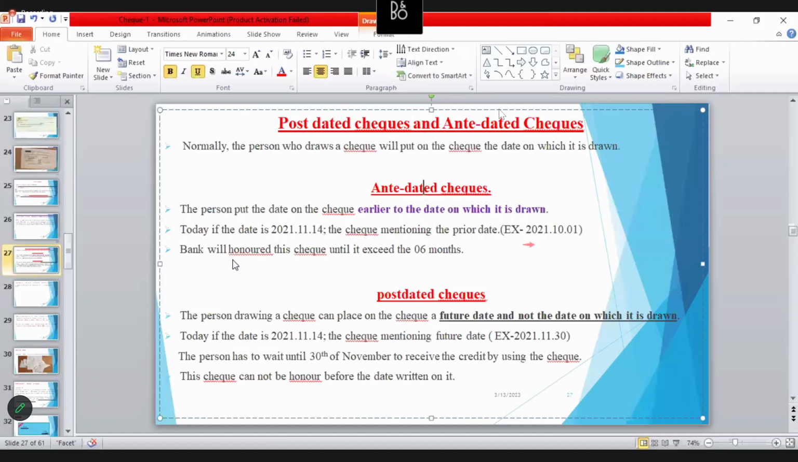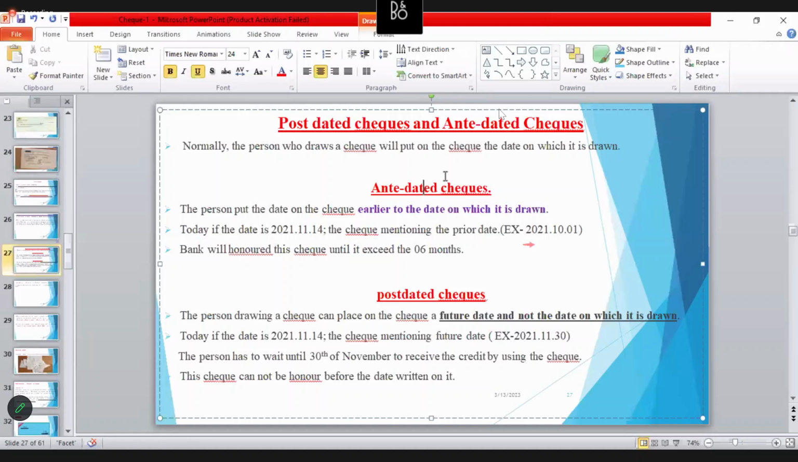That doesn't mean that we calculate 13 days from 1st of March to this month. That means March, April, May, June, July, August. In August, Avani has to go to the bank and get the payment by using the check, right? So what is antedated? Even though you are writing today, you put an earlier date on that particular check. That is antedated. An antedated check is valid.